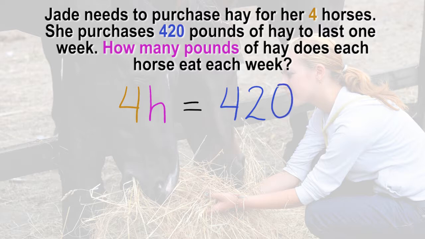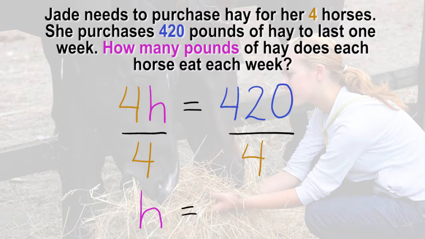We solve this problem algebraically by using the inverse operation of division. We draw a division bar beneath the 4h to divide it by 4. 4h divided by 4. We draw a division bar beneath the 420 to divide it by the same amount. 420 divided by 4. Since 4 over 4, or 4/4, is equal to 1, the left side now is equivalent to 4/4 times h, which means just h. The right side is equivalent to 420 divided by 4, or 105. Therefore, h equals 105 pounds of hay for each horse.